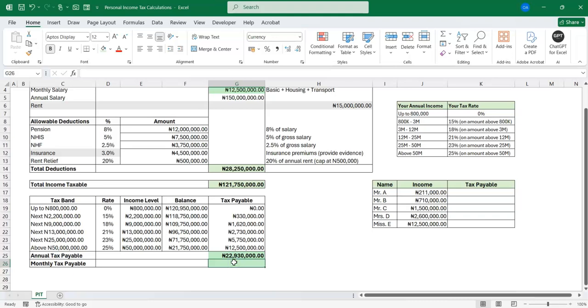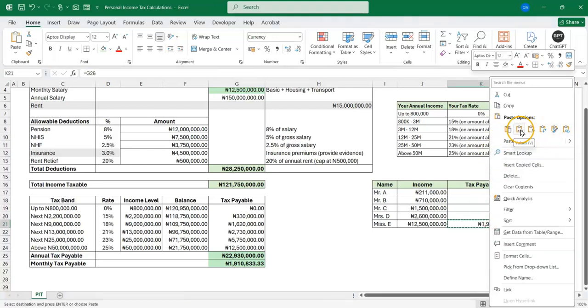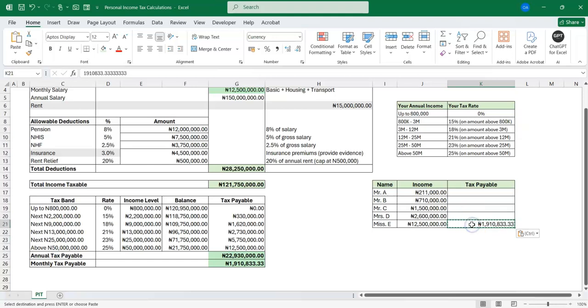Let's find the monthly. You can just come here and say equals to this divided by 12, and then we have that. So Mrs. E that earns 12 million naira monthly, all things being equal, her tax liability is 1.9 million. So I can come here and say equals to this amount. So Mrs. E, I'm going to copy this and paste it as value, to remove the formulas.